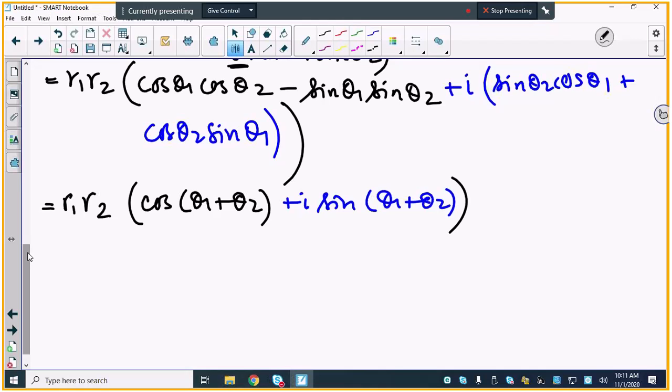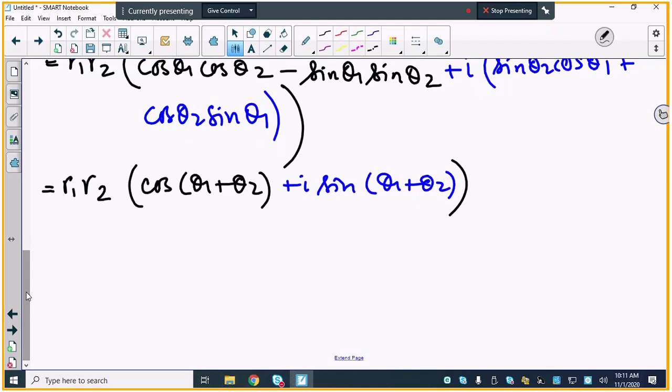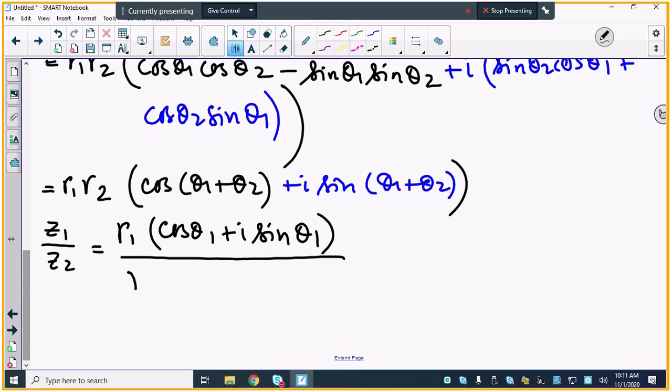Okay, so we can do the similar thing with the division and hence keep using this formula. So now I'm going to do Z1 over Z2. Remember the formula in your head and try to see what I'm doing. So R1 cosine theta 1 plus I sine theta 1 is on the top. Bottom is R2 cosine theta 2 plus I sine theta 2.